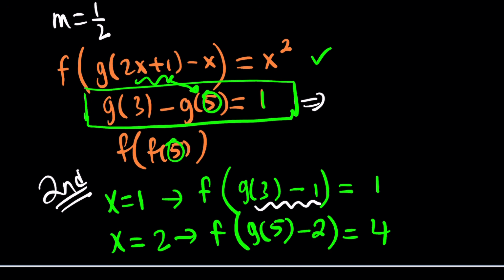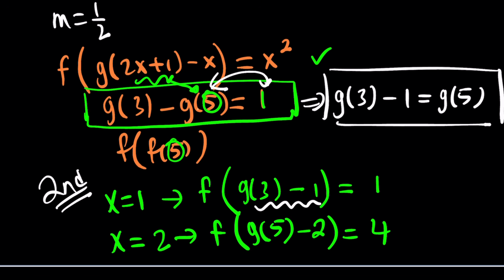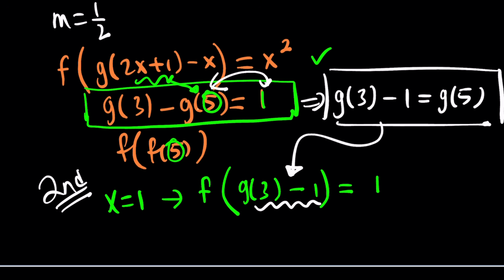Why? If you subtract 1 from both sides and add g of 5, in other words, switch these around, which is a shortcut, by the way, you get g of 3 minus 1 is equal to g of 5. It's just another way of representing the equation that was given to us, so why not use it in a better way? Now take a look at this and take a look at that, and you'll get the idea. The second one is useless, but at least we tried. Who knows, maybe we could have used it.